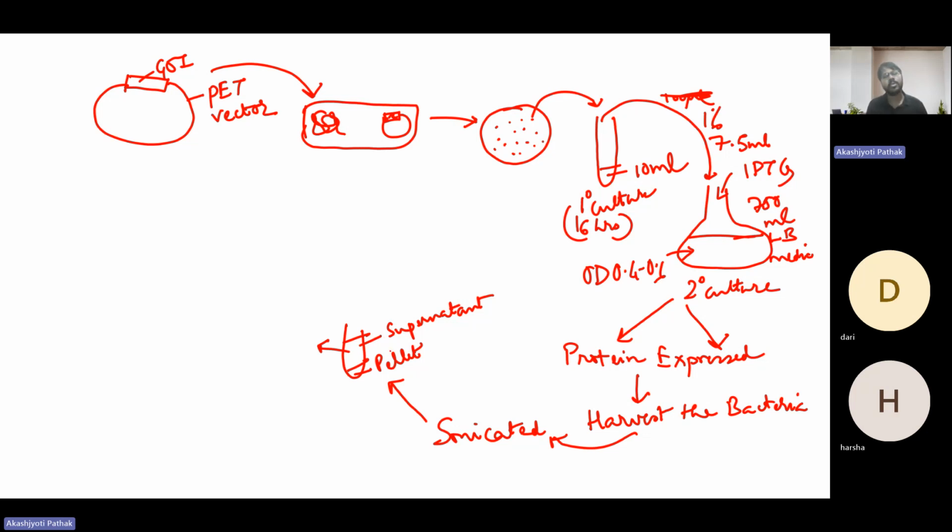Okay, so you need to unfold the protein, denature the protein, and do all the purification steps. And after that, you will again refold it by dialysis. So this is the crux of how your protein is expressed in a bacterial host.